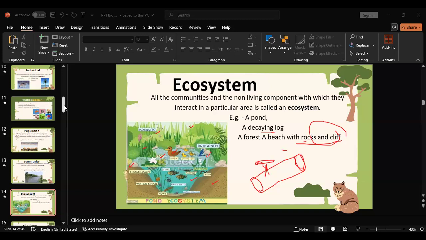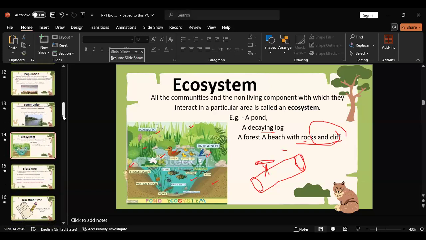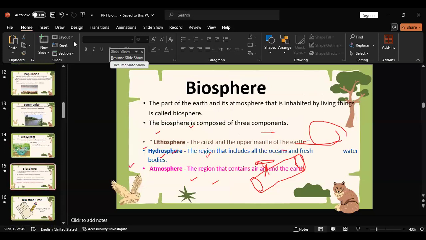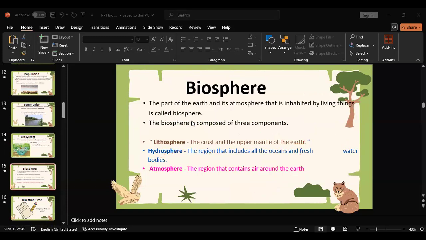The next level is biosphere. Biosphere means the last and most inclusive level. It is the part of the earth and its atmosphere that is inhabited by living things, called the biosphere. Biosphere means all the ecosystems are joined together and form the biosphere. Here, the places where the organisms live.